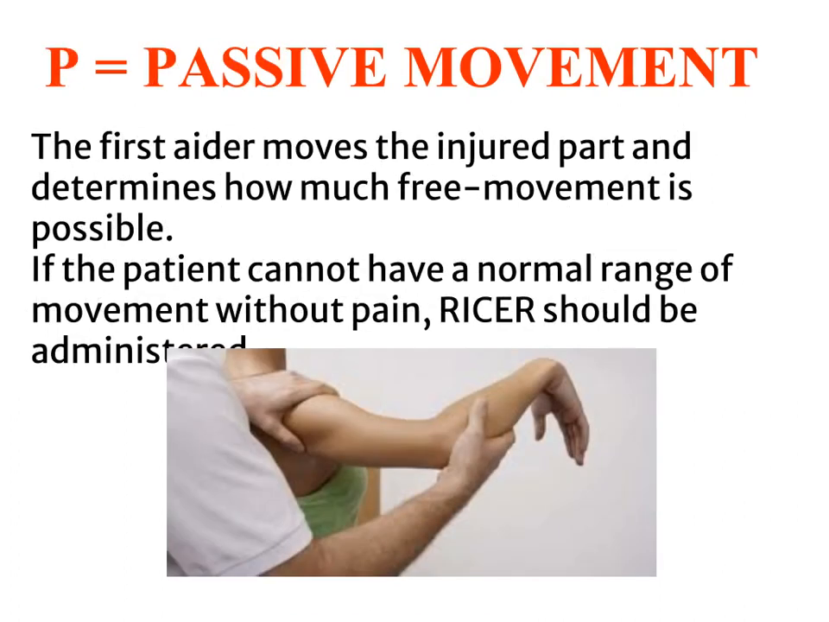P relates to passive movement. The first aider moves the injured part and determines how much free movement is possible. If the patient cannot have a normal range of movement without pain, RICER should be administered.